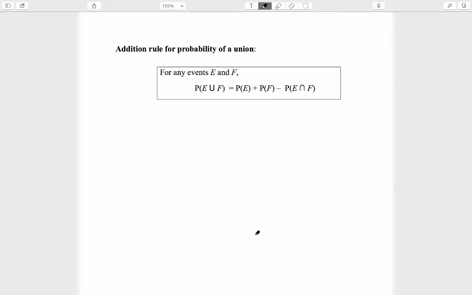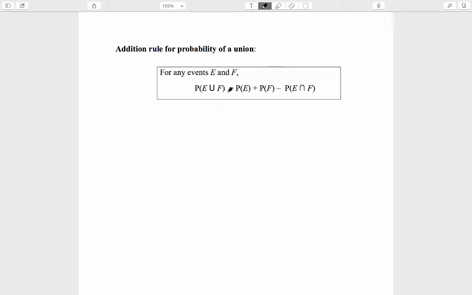We summarize by writing the addition rule for probability of a union. For any events E and F, probability of their union equals the probability of E plus the probability of F minus the probability of E intersect F.